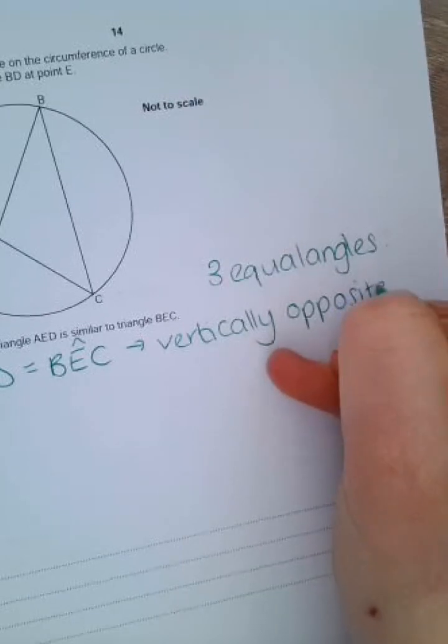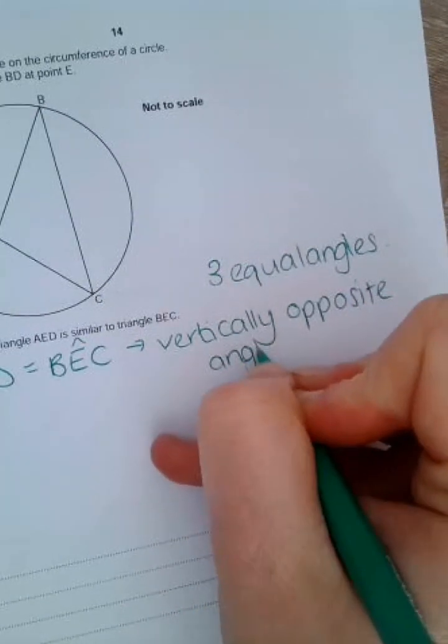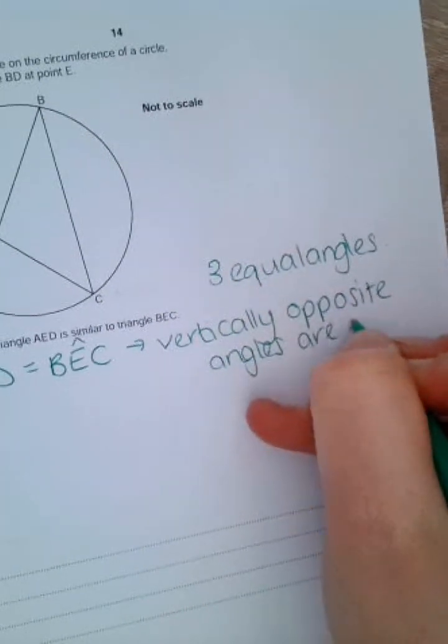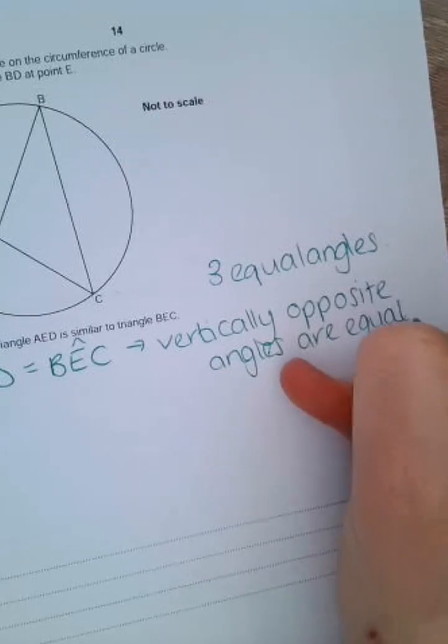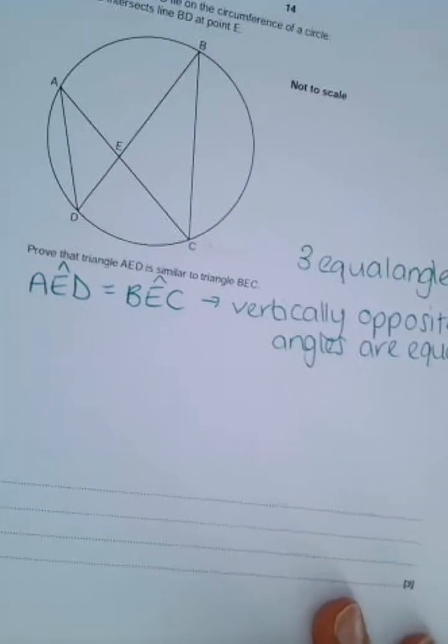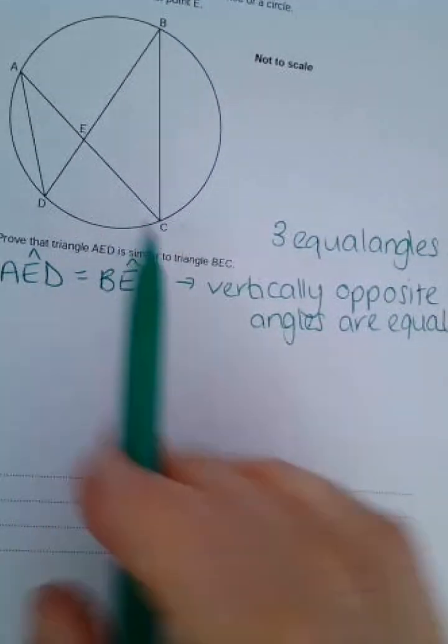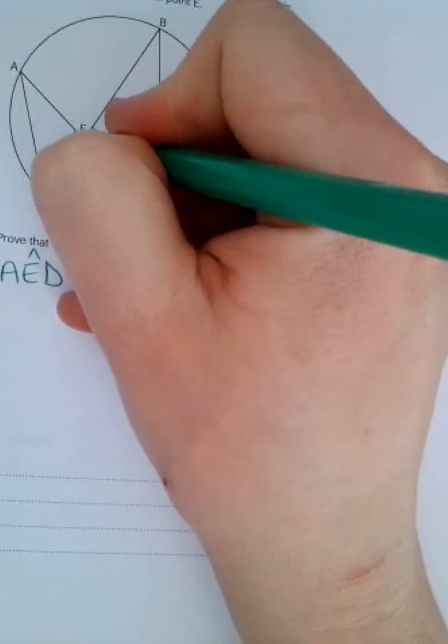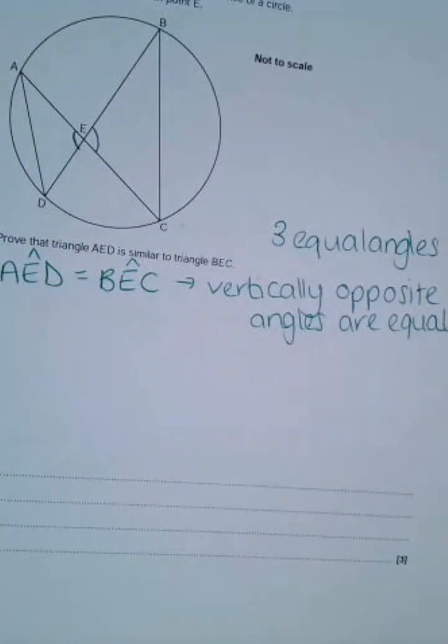So angles are equal. Okay, so you'll have to state your rules here. So there we go, that's the first one. These two here are equal because they are vertically opposite.